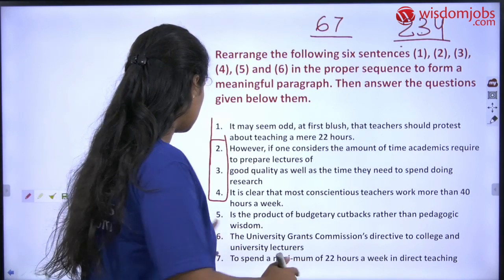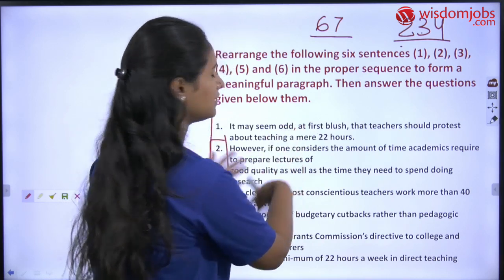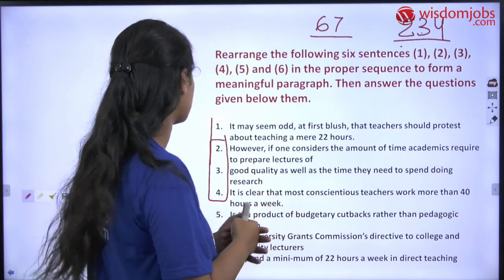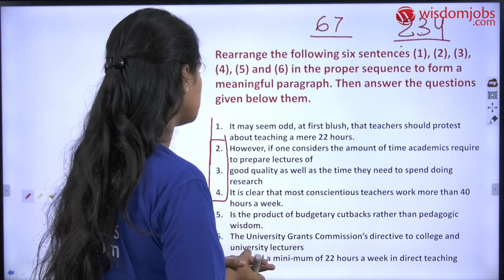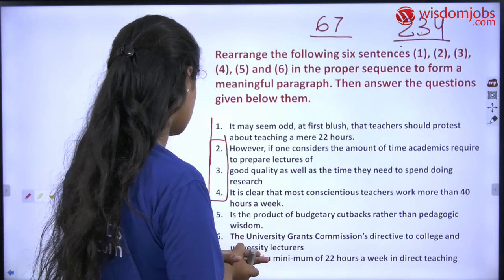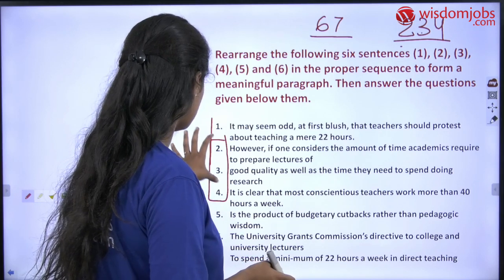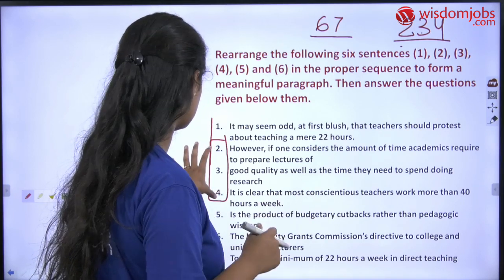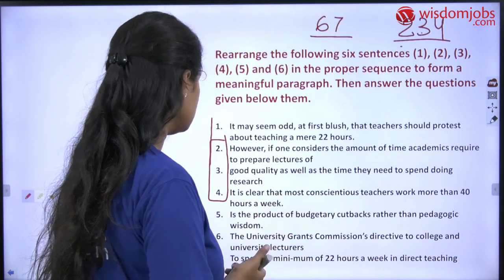So now let us keep fifth sentence after the first sentence and try to form the paragraph. So how it may seem odd at first blush that teachers should protest about teaching a mere 22 hours. Then you will be writing about 2, 3, 4. 2, 3, 4 comes together. 6, 7 comes together. Then where will you keep the 1 and 5 sentences?